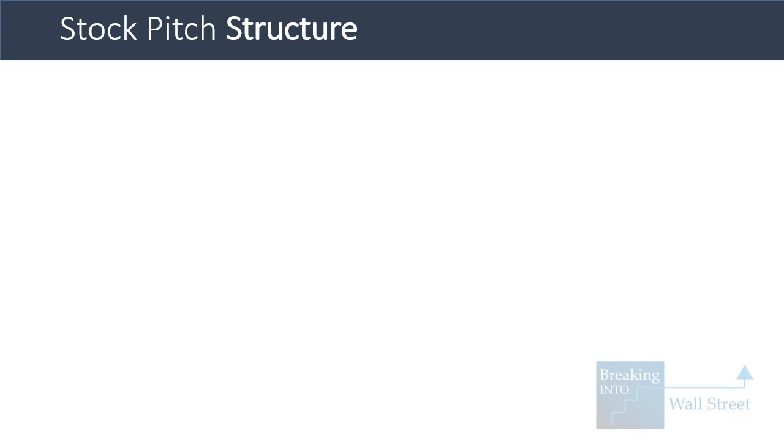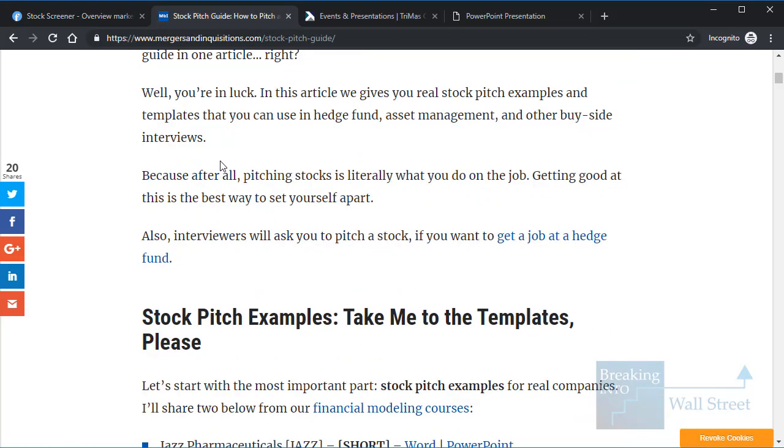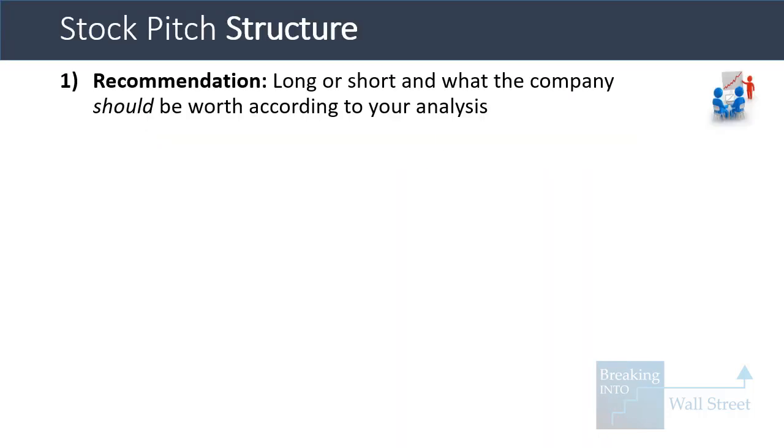Let's go to part 1 first and talk about the basic stock pitch structure. Now, this is something that we've covered extensively on the site over the years, so you can go through and look at the text version of this as well, but you always want to start a stock pitch with a recommendation where you long or short the company and you say what it should be worth according to your analysis.